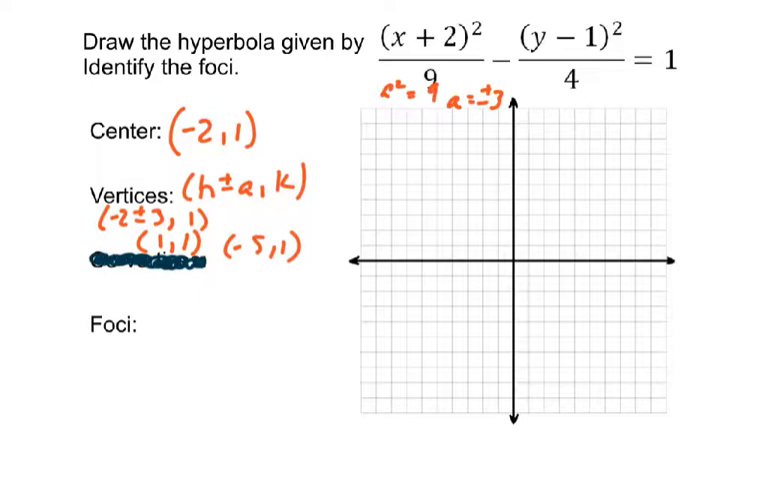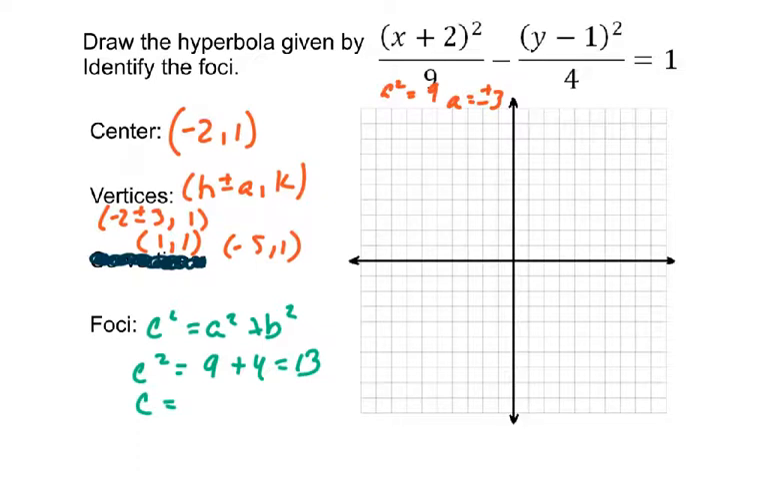For our foci, we have c squared equals a squared plus b squared. And so we know c squared is going to equal 9 plus 4, which gives us 13. So c is plus or minus the square root of 13. So that means our foci are going to be at -2 plus or minus the square root of 13, 1.